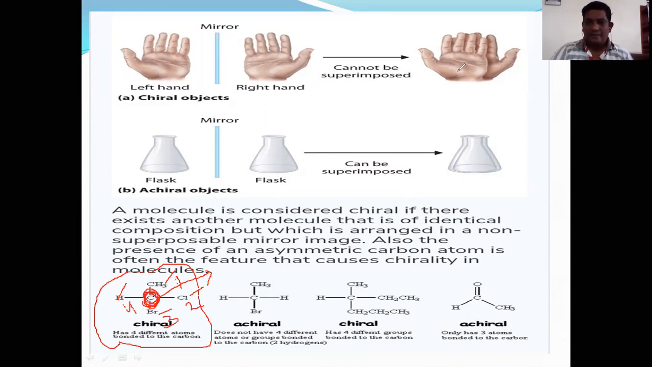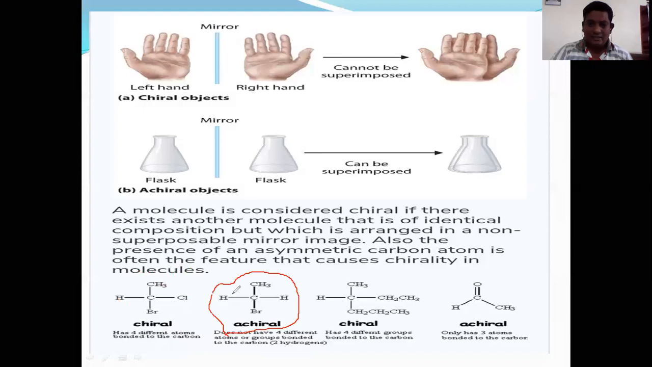Let me give a clear explanation here. What is the difference between chiral and achiral? You see here, what is known to be achiral? The word achiral indicates that it may contain similar atoms or groups. Hydrogen is here and hydrogen is there. Hydrogen will be the same, followed by methyl and bromine. It is not chiral. It is known to be achiral.